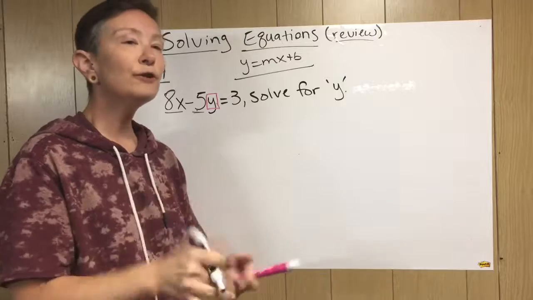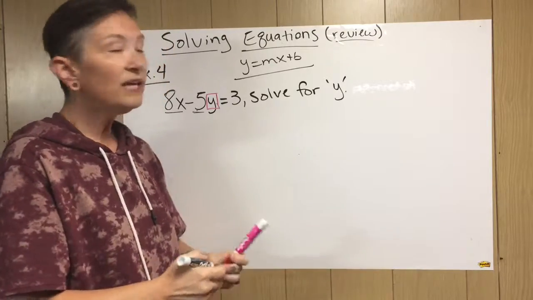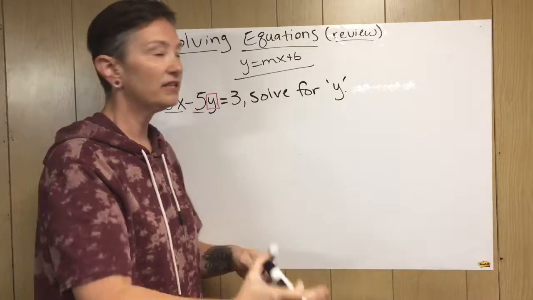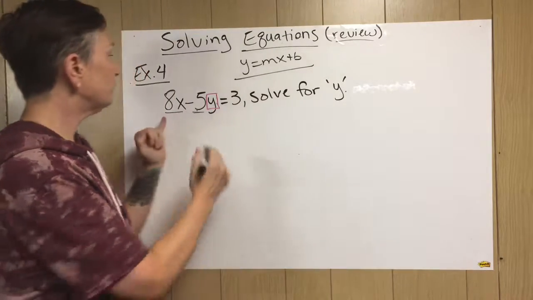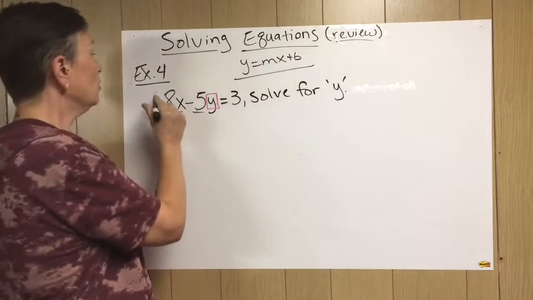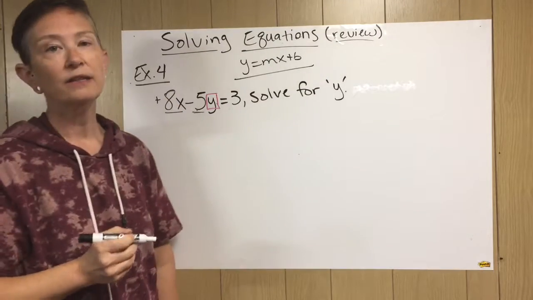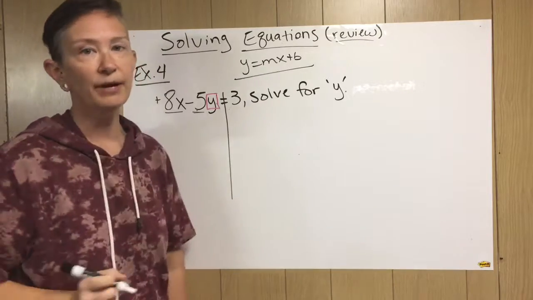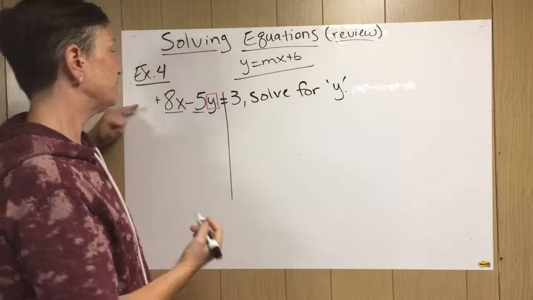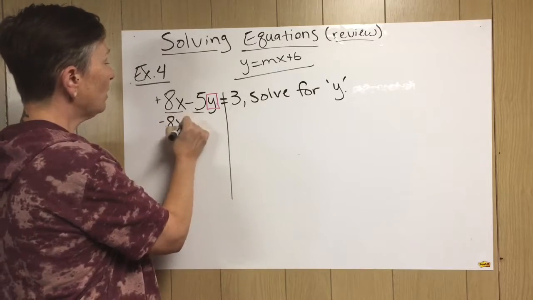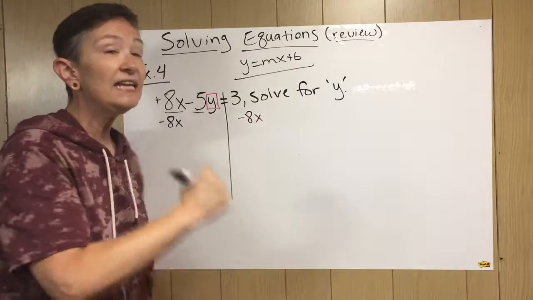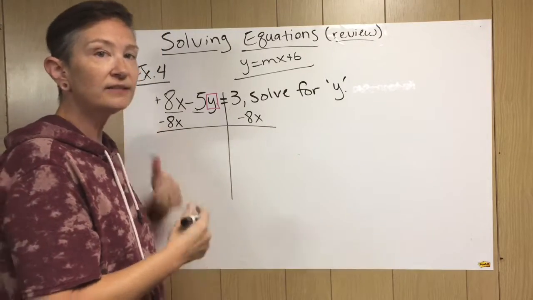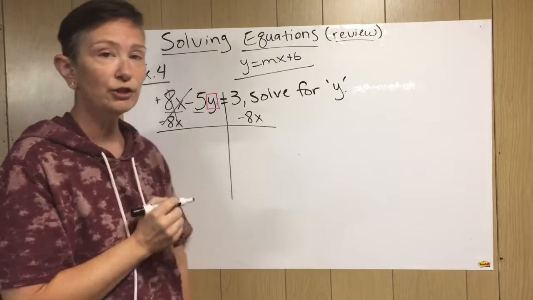Okay, so again, reverse order of operations. Anything that's directly attached to your y, we're going to leave for the last step. So the first step would be to get rid of this 8x. Well, originally, this 8 is a positive number. So if I want to bring it to the other side of my equals, I'm going to do the opposite. So the opposite of adding is subtracting. So I subtract the 8x from both sides of the equals. 8x minus 8x, that's 0x, so that's why we can cross those two out.